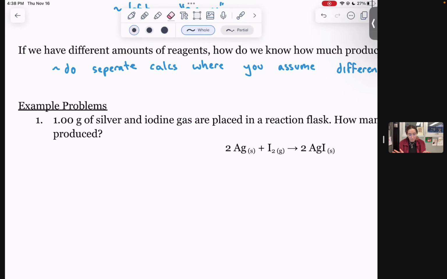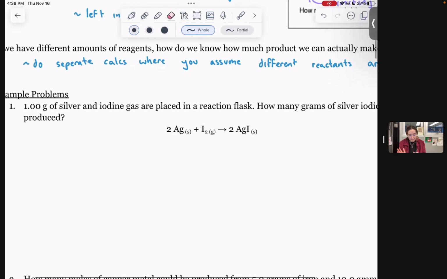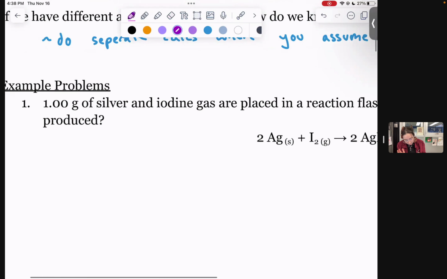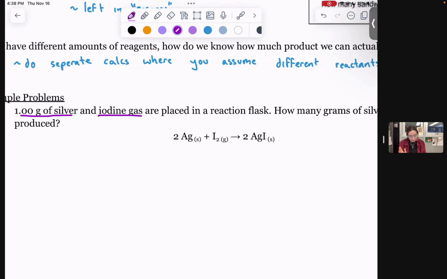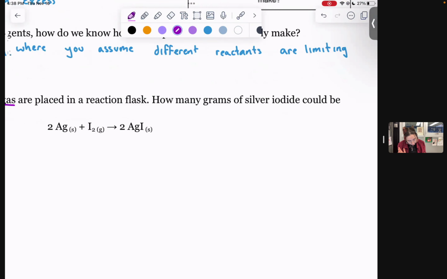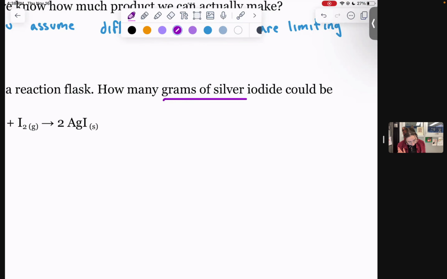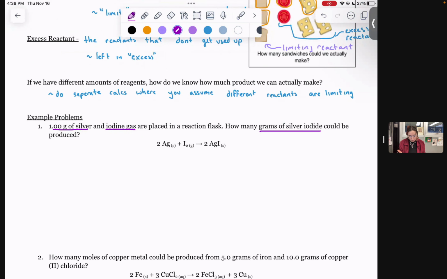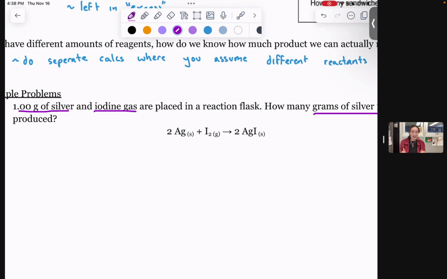But at this level, what we're going to be looking at is, okay, in this situation, I have 1 gram of silver, but I also have 1 gram of iodine. And then the question is asking, how many grams of silver iodide could we actually make? So we have these 2 different reactants, and we're asking how much product we can make.